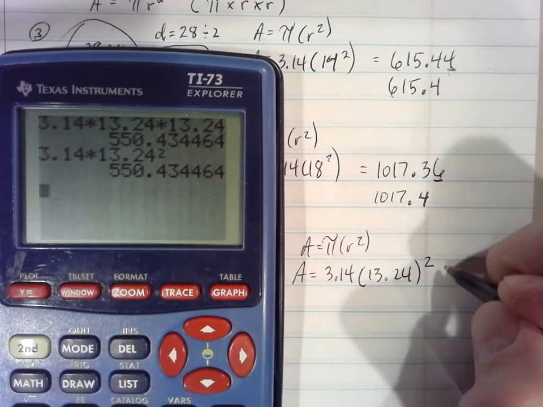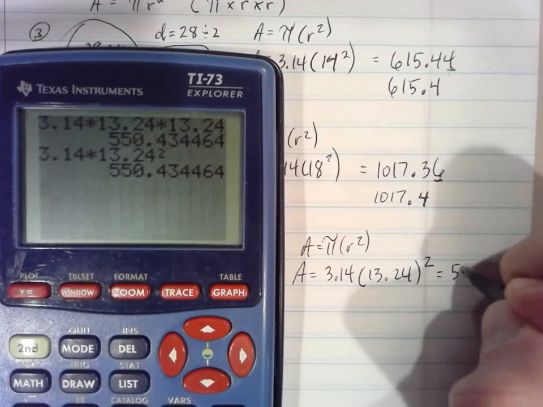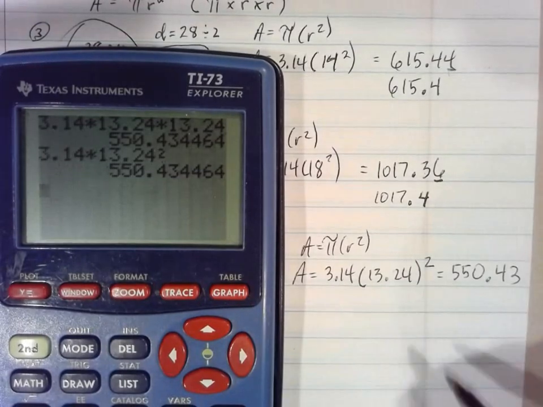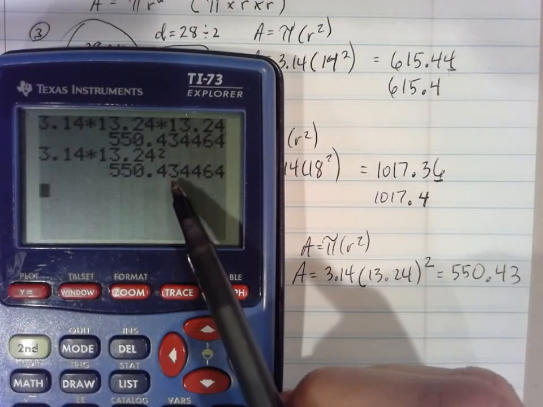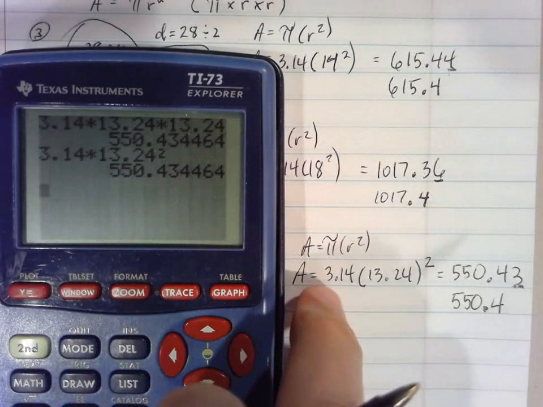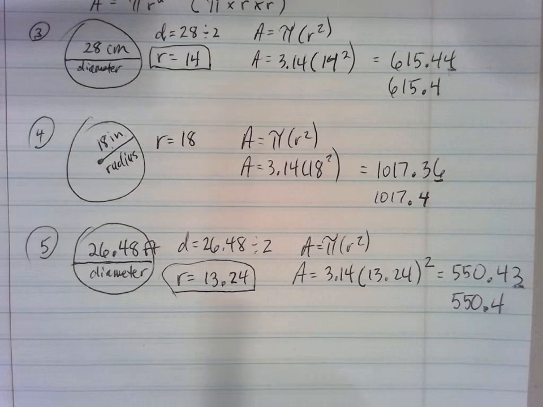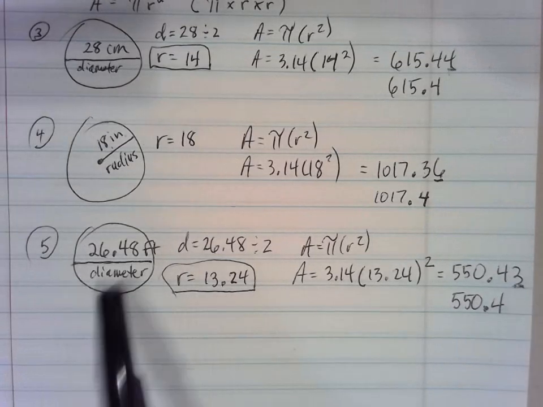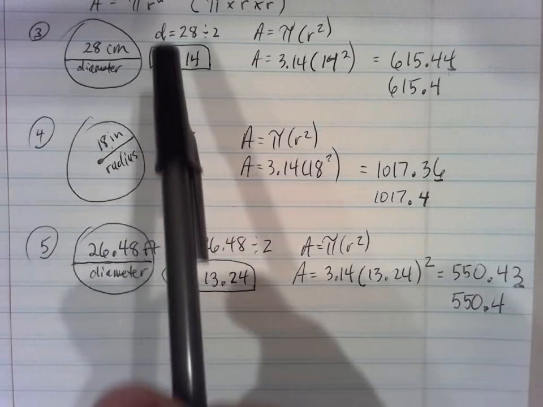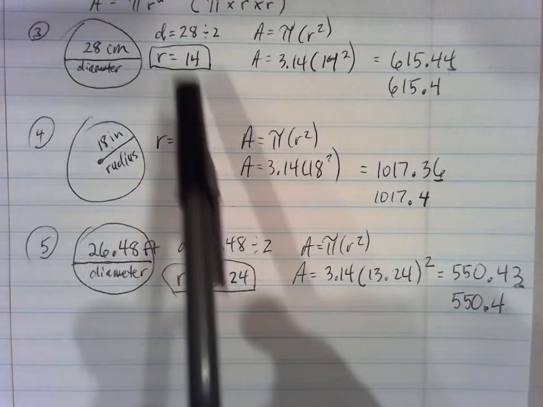So that is 550 and then 43 hundredths. Again, if you're going to go to the tenths place, there's a 3 in the hundredths place right there. Alright, so remember, if it gives you a diameter like I did on example 3 up here, or example 5 here, make sure you cut those diameters in half to get you down to the radius.